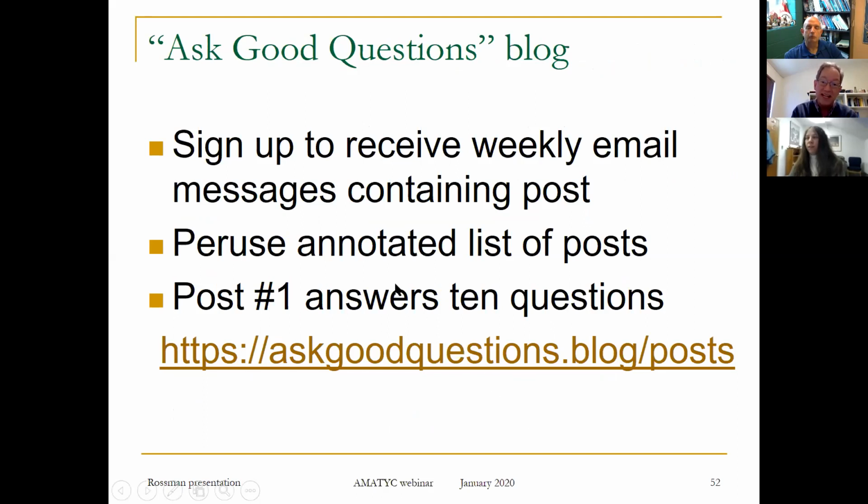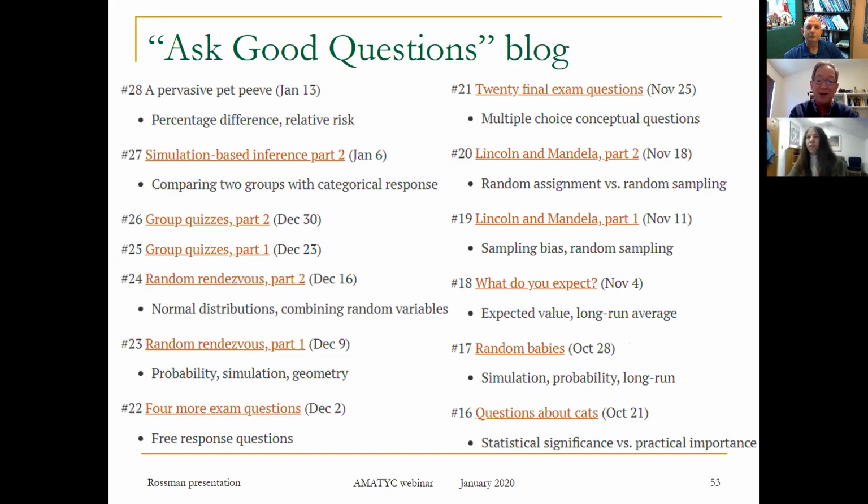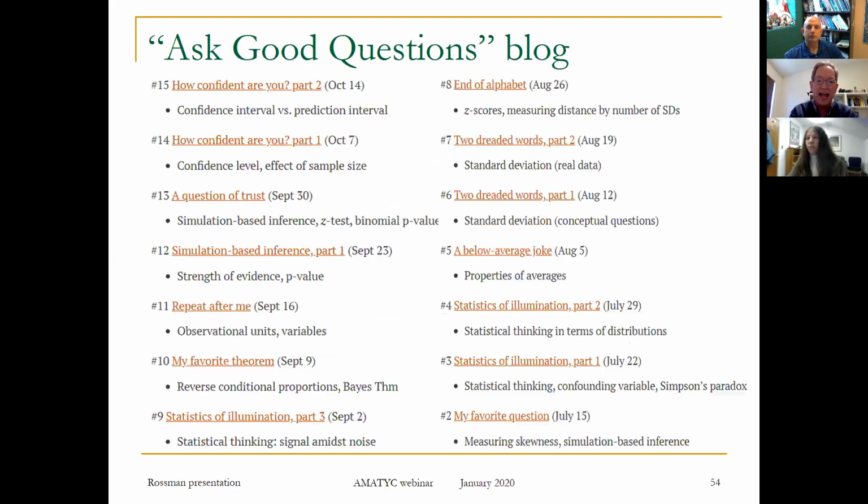You can peruse an annotated list of posts at this address. If you want to read post number 1, it talks about the purpose of the blog and what it's all about, by answering 10 questions about the blog. I'm sorry for talking for 5 minutes here about my blog, but I will point out it's a freely available thing. It's not a commercial product at all. And there's just a screen capture of roughly half of the posts. And there's another screen capture of roughly half.